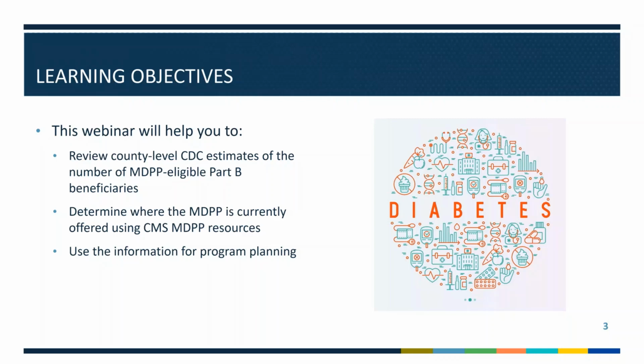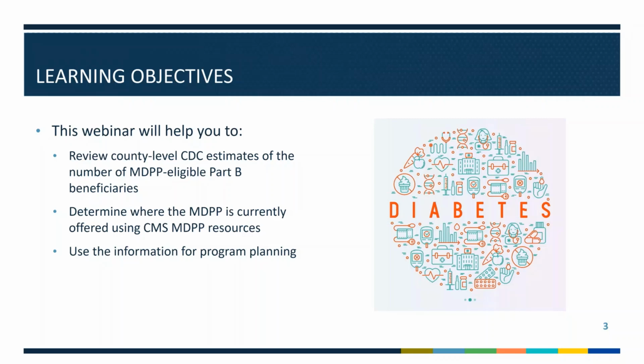We will review national maps and state-specific charts with county-level estimates of the number of MDPP eligible Part B beneficiaries. We also will show you how to determine where the MDPP is currently offered in a specific locality using the Center for Medicare and Medicaid Services, CMS, MDPP resources. We will walk you through an example from the field and discuss how to use the information for program planning. Finally, we'll wrap up by sharing additional resources.